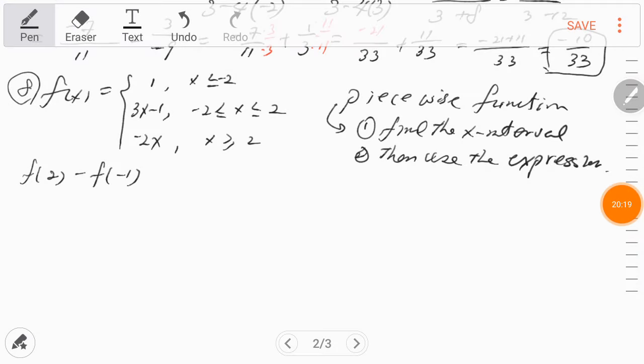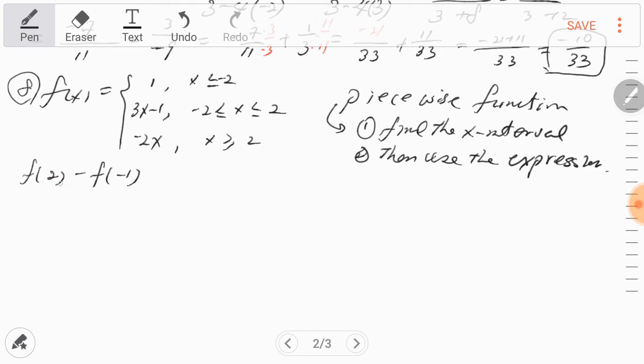Okay, number 8 is the piecewise function. So in this case, there are 3 functions, and these 3 functions are used based on their input values. So first of all, we have to find the x intervals for each input value. Then once you find the interval, use the expression for that interval.